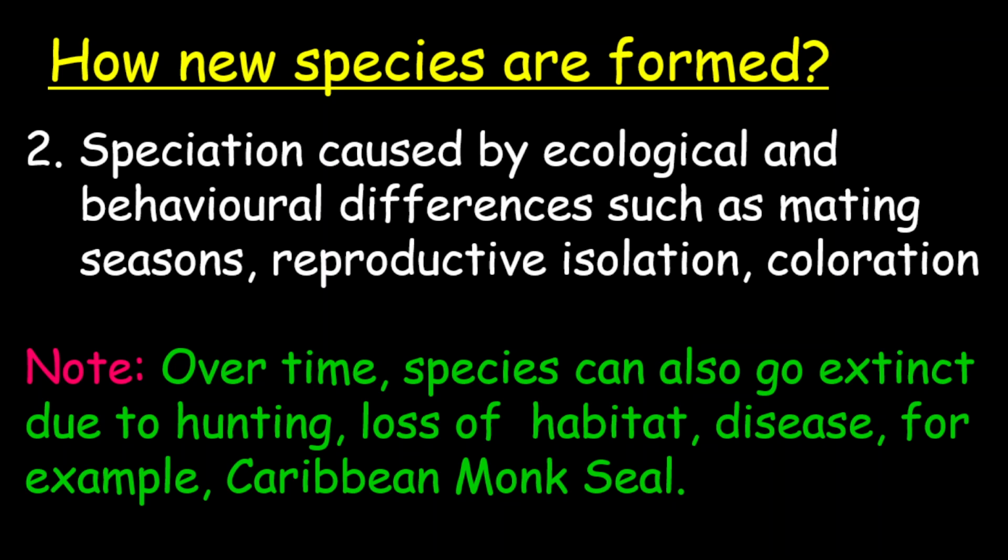All right. And so again, a point to note here is that over time, species can also go extinct due to hunting, loss of habitat, disease. For example, the Caribbean monk seal has gone extinct. All right, so these are just some examples of ways that can affect an organism or a species over time. All right, just to make a note there. Some questions may require you to explain how a species may disappear or become extinct. And so these are some of the reasons.